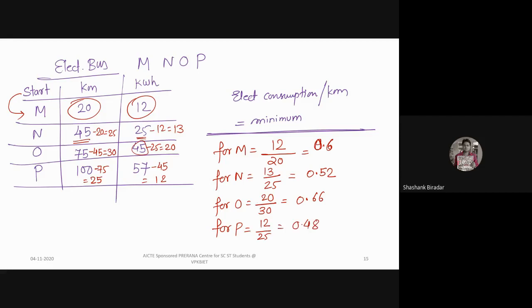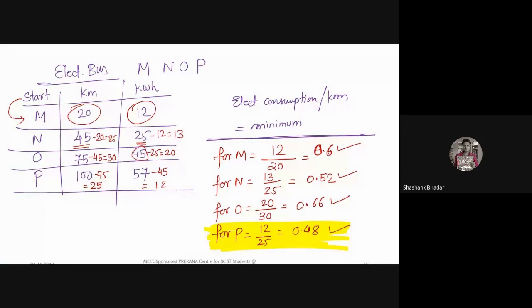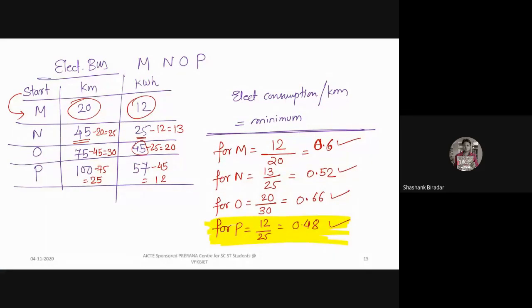Okay, now you can see what is the minimum electricity consumption per kilometer. For case of M, it is 0.6. For case of N, it is 0.52. For O, it is 0.66. And for P, it is 0.48. So this parameter is minimum. So at node or at stage P, the electricity consumption per kilometer is minimum, right?